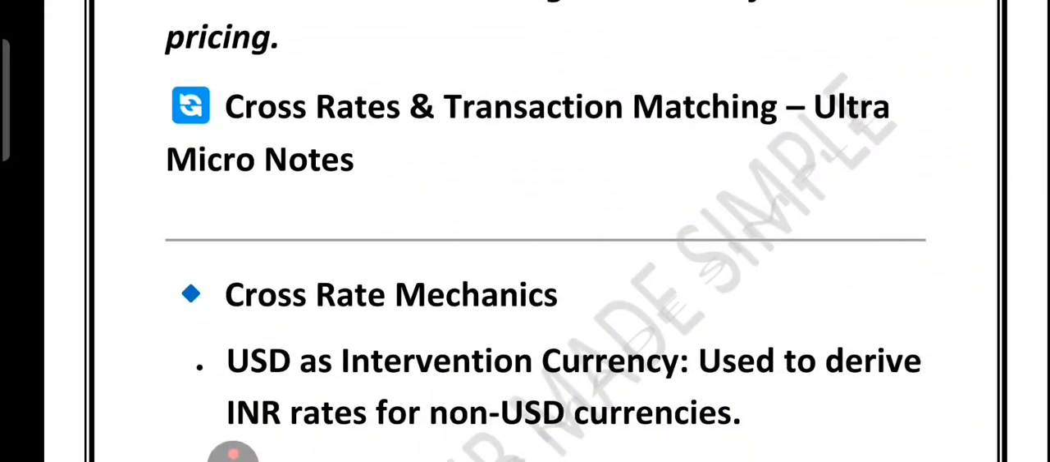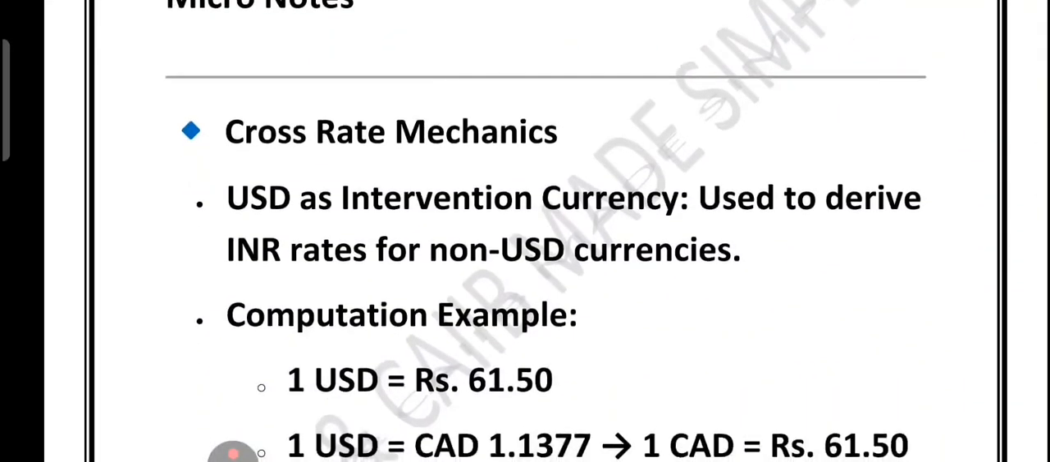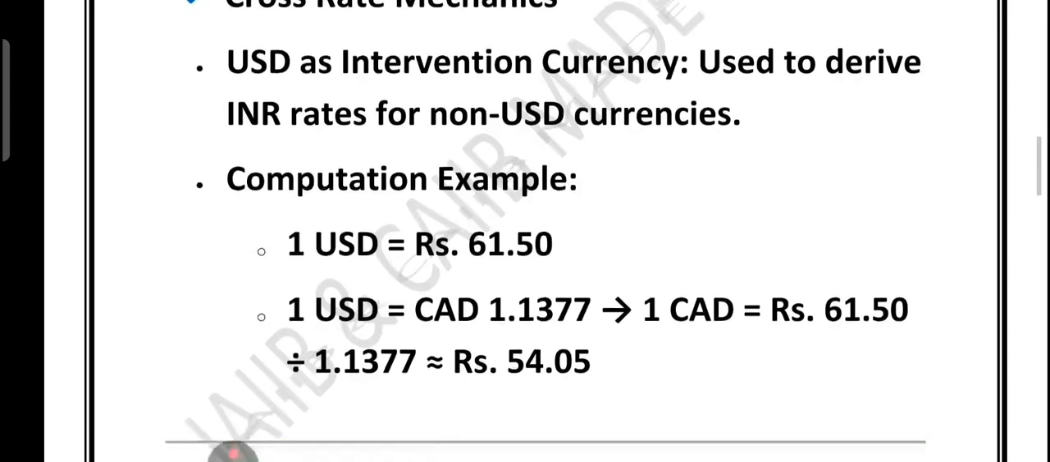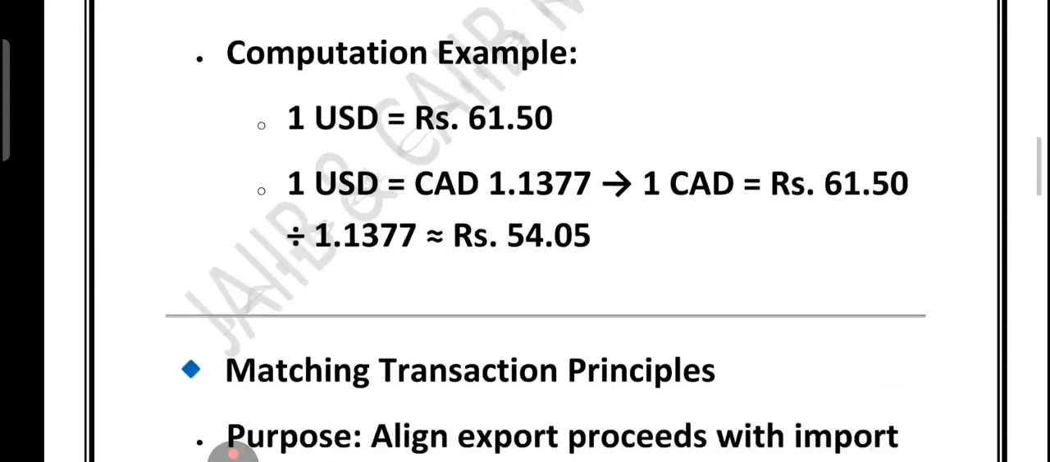Now let's talk about the cross rate. What is the meaning of cross rate? We use the USD as an international intervention currency. Remember, this is called the intervention currency. The dollar is used to derive the INR rate for non-USD currency. Let's suppose $1 is equal to 61.50 rupees and $1 is equal to 1.1377 CAD. Now you can link the Canadian dollar with the rupee using the dollar, which acts as an intervention currency. So you can simply say that 1 CAD is equal to 61.50 divided by 1.1377, which is equal to 54.07 rupees. This is how the cross rate works.